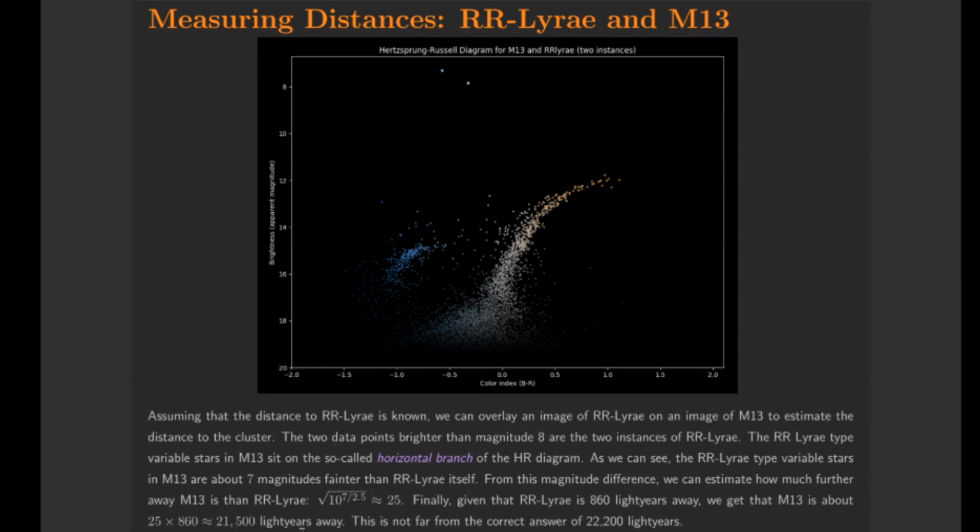21,500 light years. My estimate of the distance to M13, based on these pictures I took from my driveway, is that M13 is 21,500 light years away. And this was really exciting to me because when you Google it, the Wikipedia page for M13 tells you that M13 is about 22,200 light years away. So I'm right to within less than 10%. That's just amazing, just from these pictures from my driveway. So I was very excited about that.